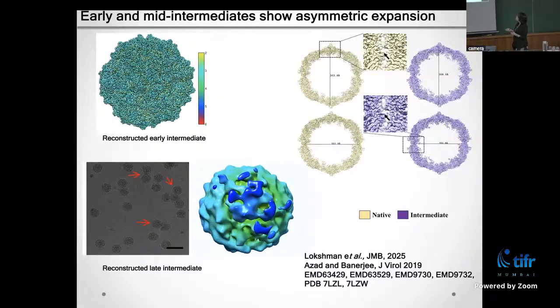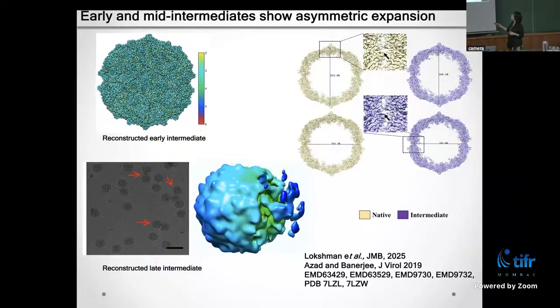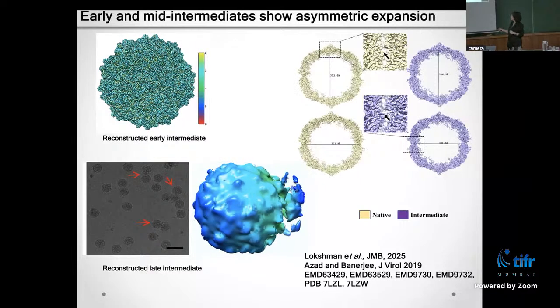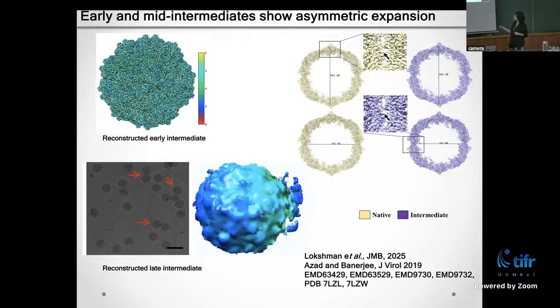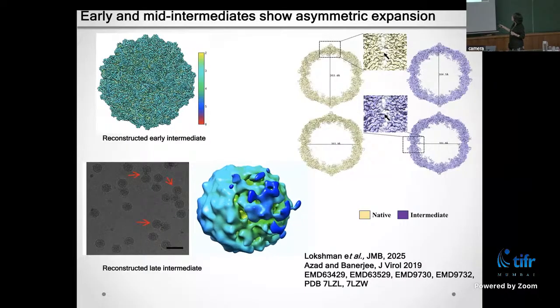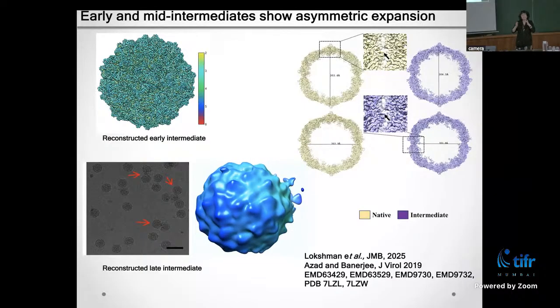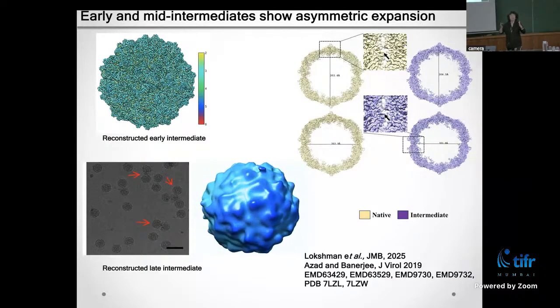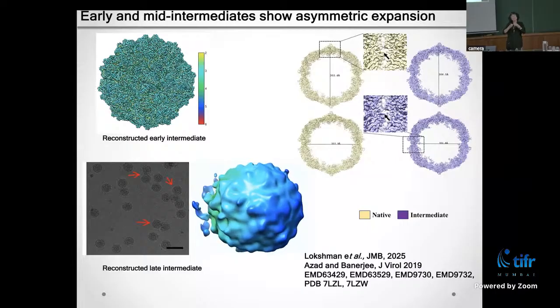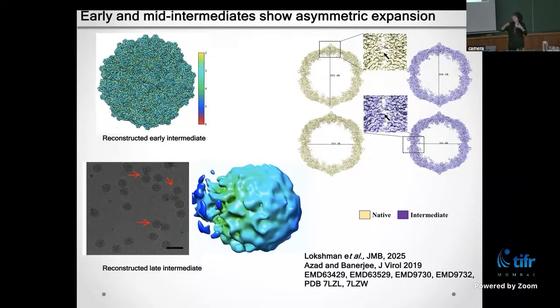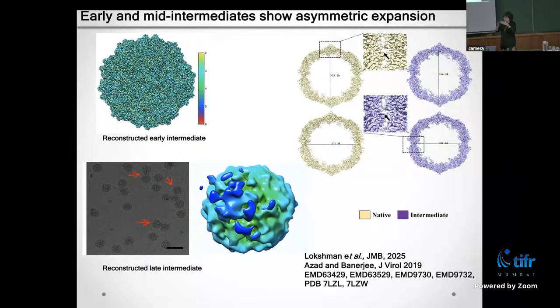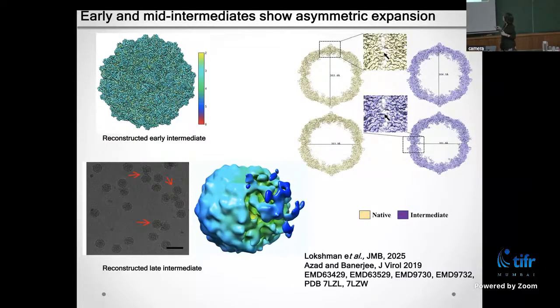But what we find is, so this is a reconstructed early intermediate. This is a late intermediate. We call it late intermediate because we are seeing something coming out of the particle. So it's in the process of releasing the RNA that is inside. In the early intermediate, what we see is that the particle expands asymmetrically. Although it is an icosahedral particle, the expansion is not happening equally; overall, it is happening across one axis versus another.